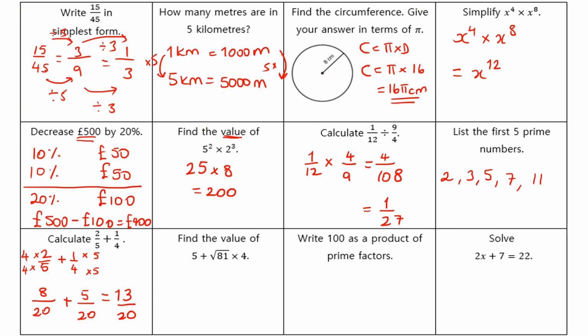Find the value of 5 plus root 81 times 4. We're going to use BIDMAS here. Root 81 is actually 9. 9 times 9 is 81. By BIDMAS, that means we need to times 9 and 4 first, and then add on the 5.